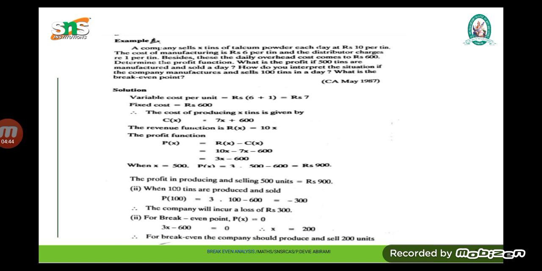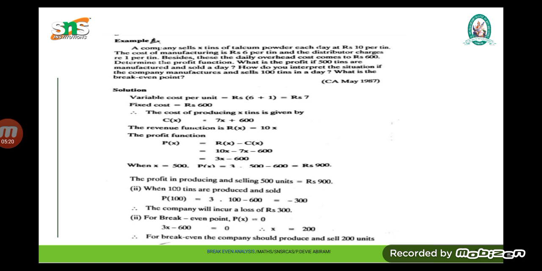Here we are going to calculate three problems. For the profit function, my formula is R(x) - C(x). My R(x) is 10x, minus 7x, minus 600, that is 6 plus 1, the distributor charge and the production charge. Altogether this gives a profit function of 3x - 600. Instead of x, if I am producing 500 units, then my answer is 900. If I produce 100 tins, I will get a loss of minus 300 rupees. So it is not possible.